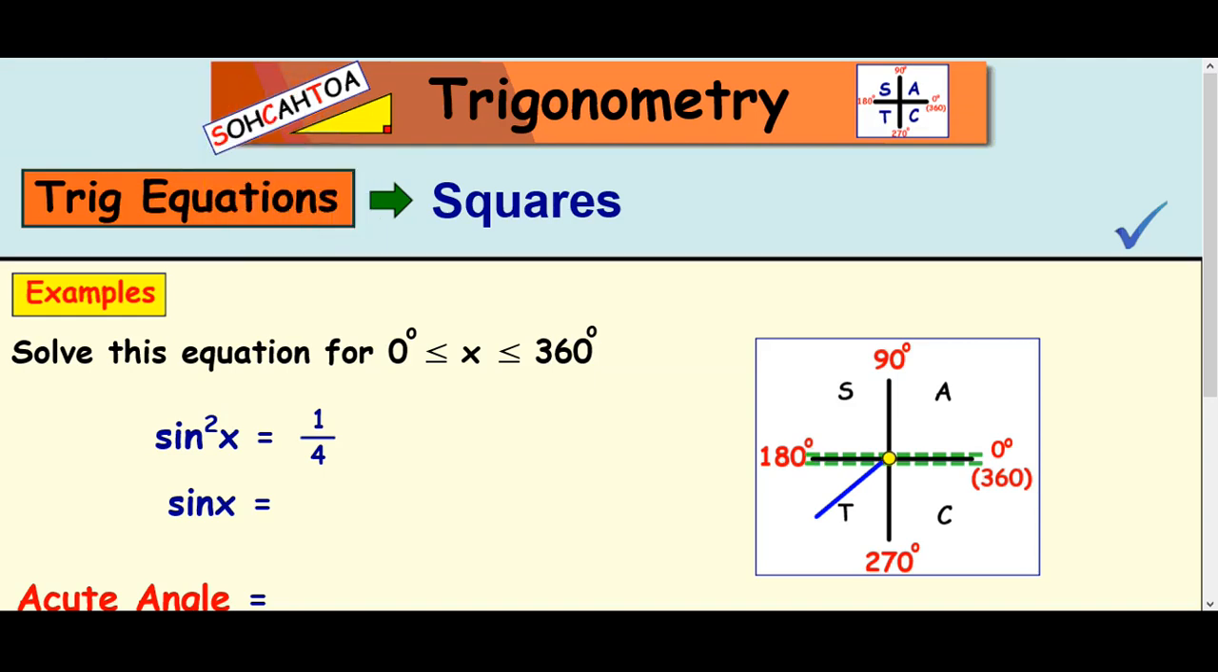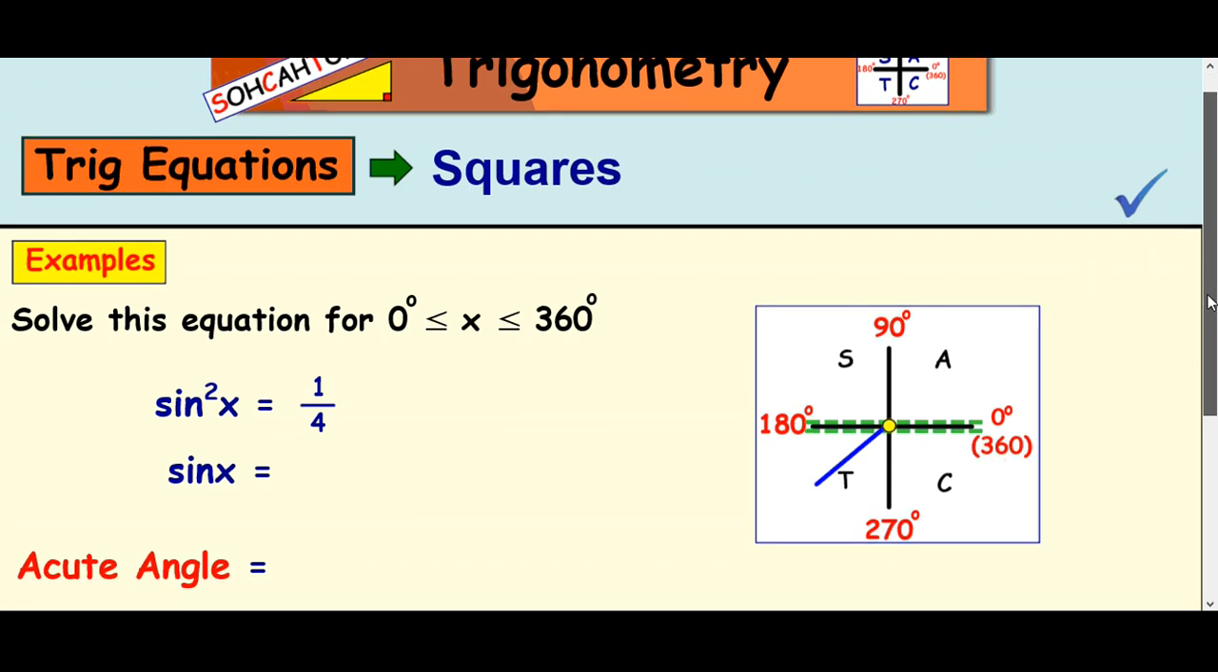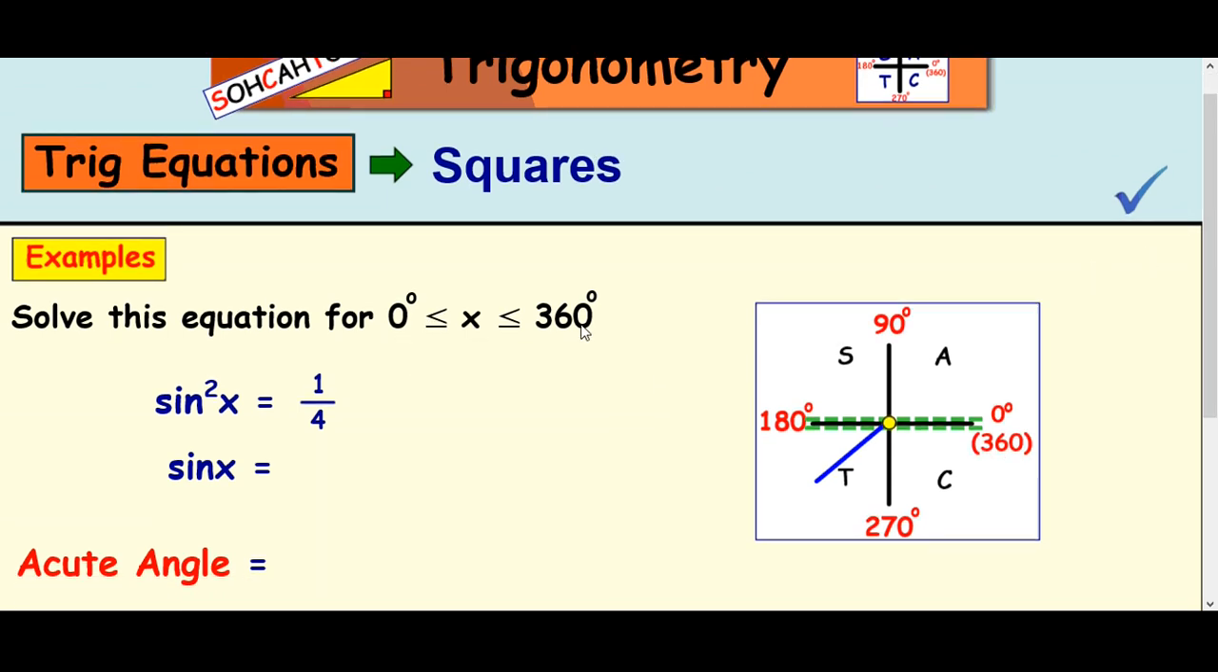In this lesson we're going to look at solving trig equations with squares in them. Now I don't mean the shape squares, I mean a squared symbol here. So let's look at this first example. Solve this equation between 0 and 360 degrees. So we want all the solutions of this between 0 and 360 degrees.